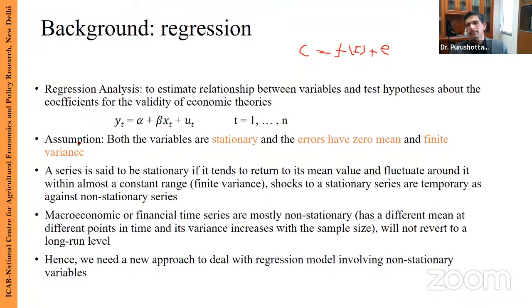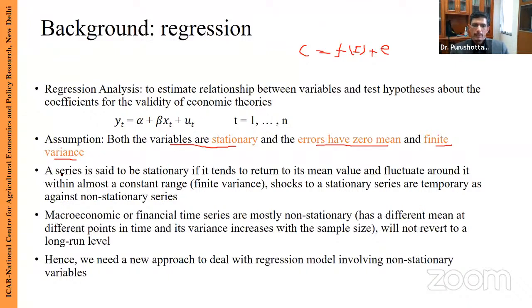Particularly in time series, we have data which are time dependent. So the basic thing is the variables are stationary. The assumptions of this regression are that variables are stationary, and errors have zero mean and finite variance. So there should not be any pattern in errors. Only then does our theory work, and only then is our regression valid if it is normally distributed.